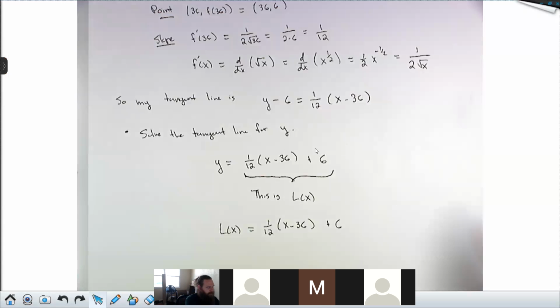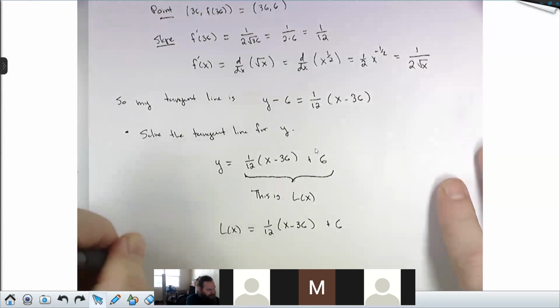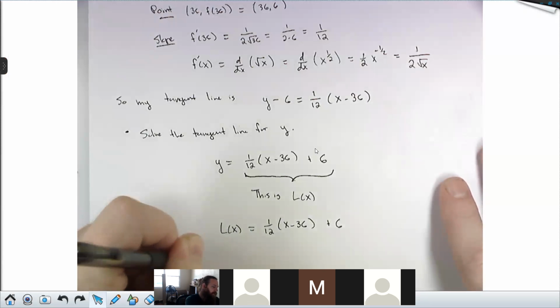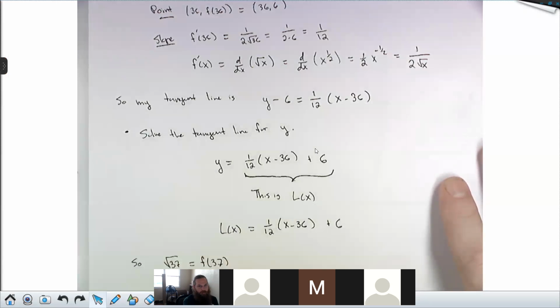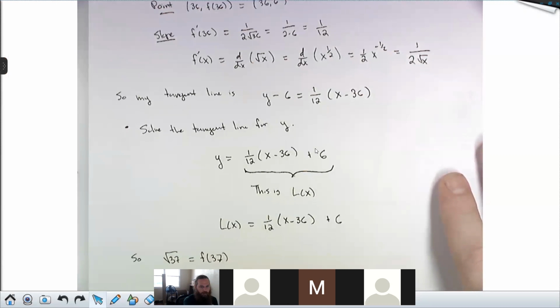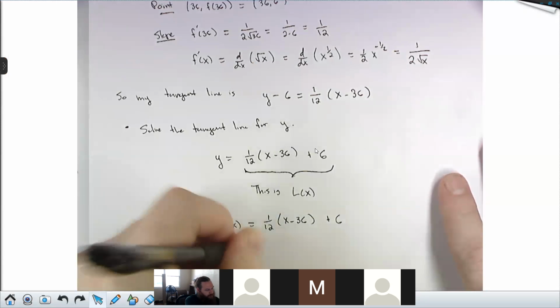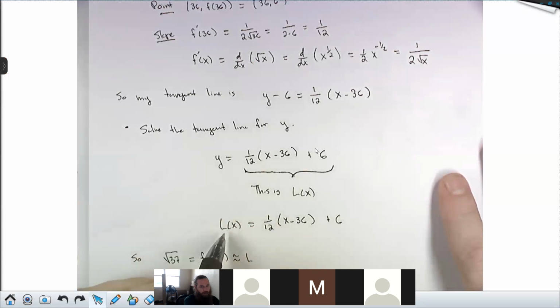All I know is that the y value on there is the square root of 37. If I want to know what that is, the square root of 37, I know that that is f of 37, because f of x is the square root of x. That's the function I'm messing around with. And that's hard to compute. But I know it should be really, really close to the y value on the graph of the linear function L of x.